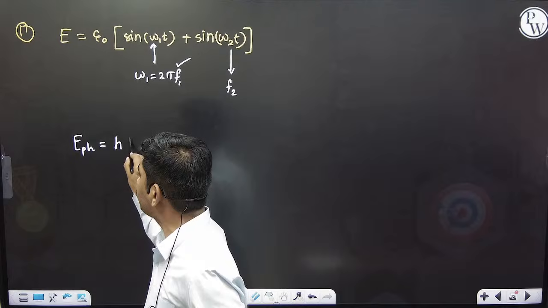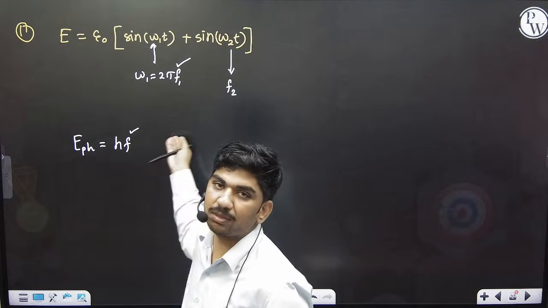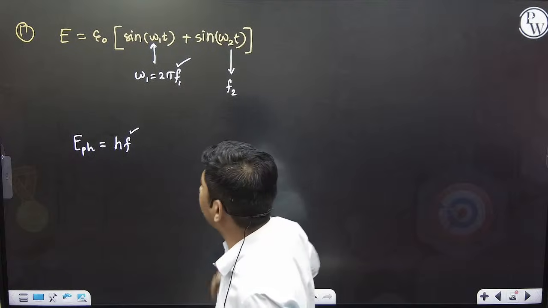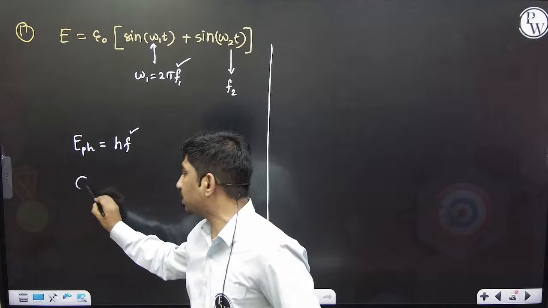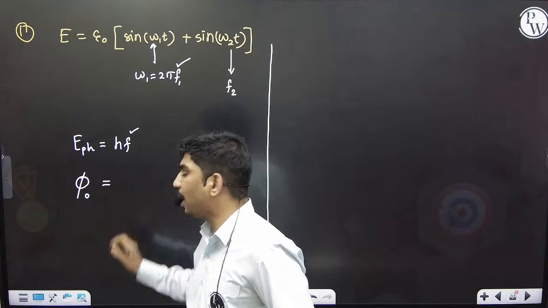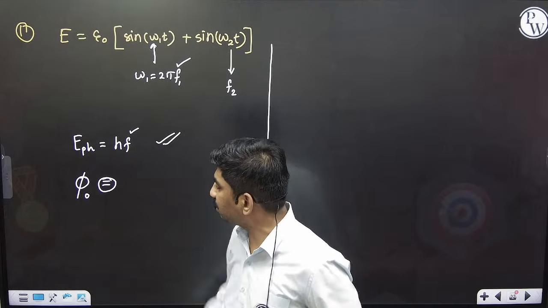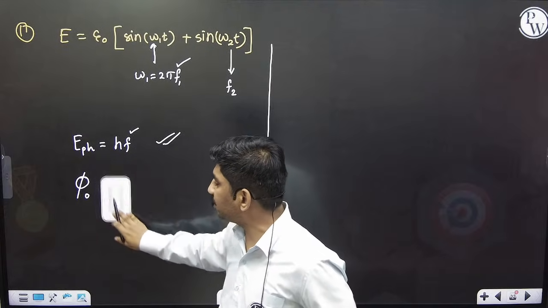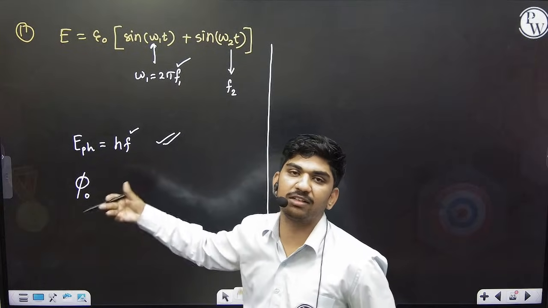Yes, h into f. If you have f1, we get the energy of photon 1. If you have f2, we get the energy of photon 2. So these two energies, and they have given you the work function as well. If we get both of the energies, can we not compare with this phi naught? The one which has more than this phi naught will eject the electrons.